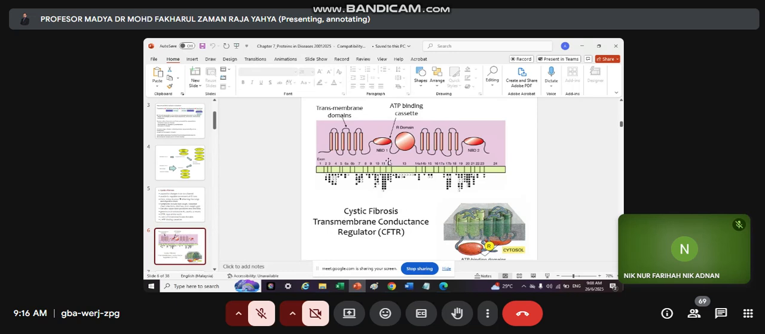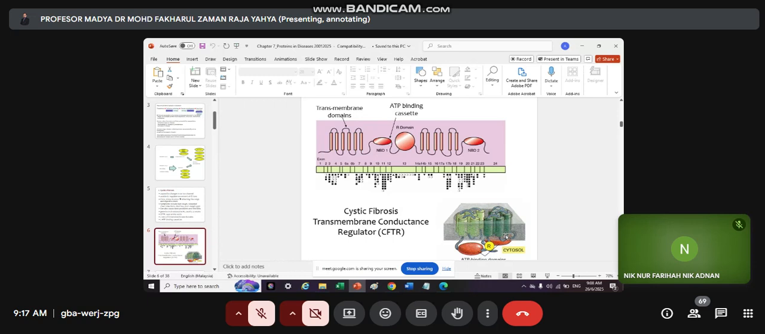So actually, we can see transmembrane domains, ATP, adenosine triphosphate binding cassette domain, and others, they are contained in CFTR protein. We can analyze these kinds of domains, transmembrane domains and ATP binding cassette using bioinformatic analysis.